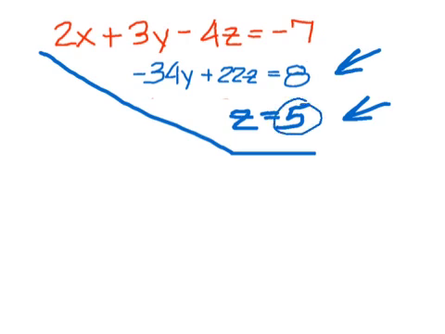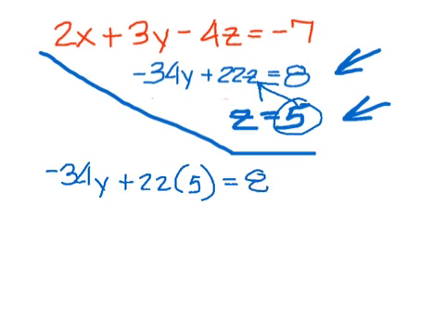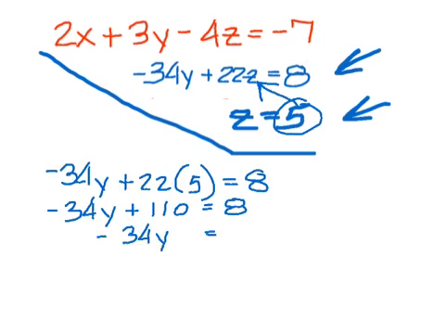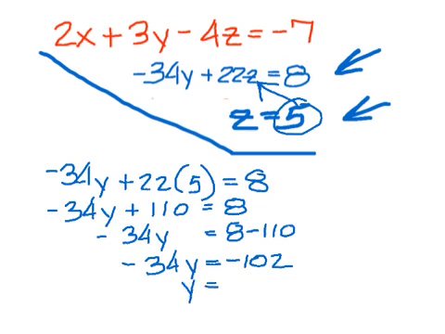Now if I plug 5 in here for z, I'll have negative 34y plus 22 times 5 equals 8. And of course that's going to give me a 110 here that I will have to subtract over on the other side. And when I do that, I have negative 34y equals a negative 102. Divide by negative 34, and that should give you a 3.